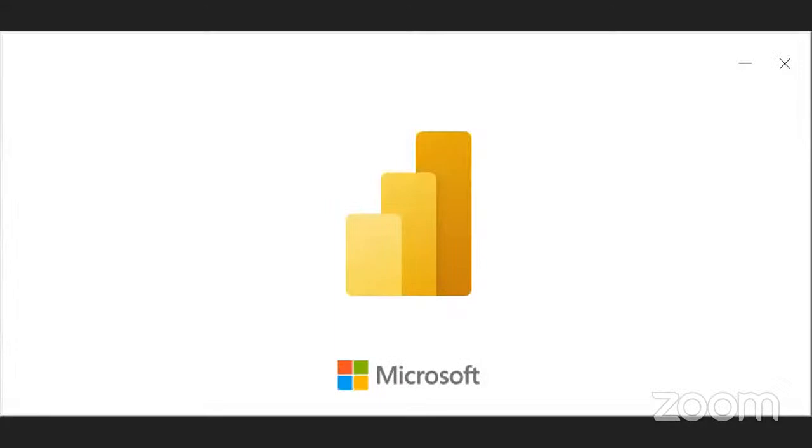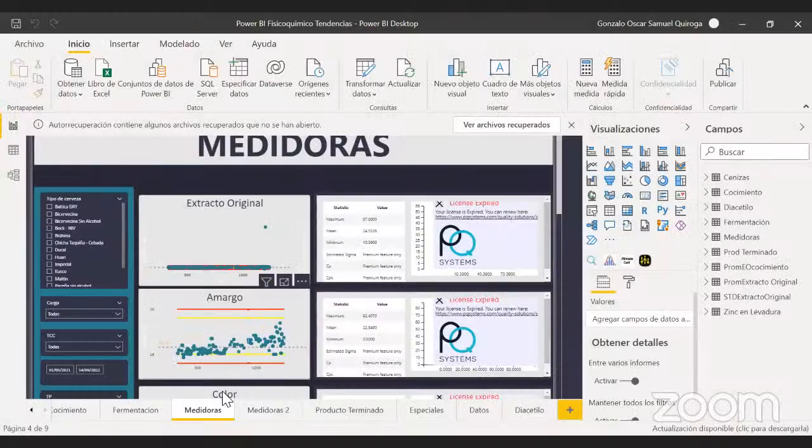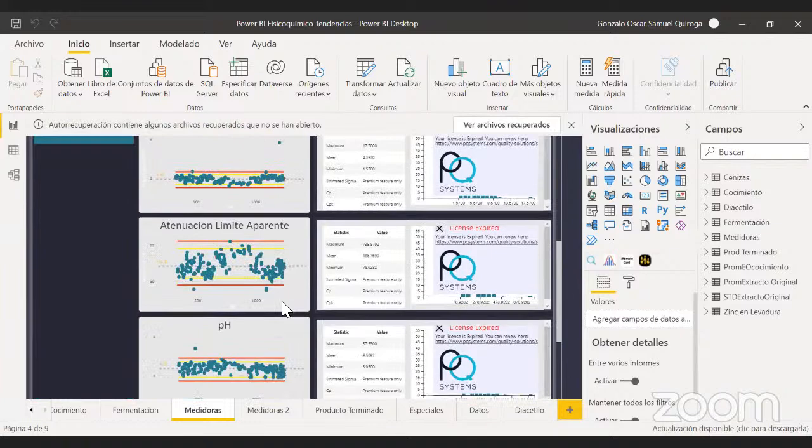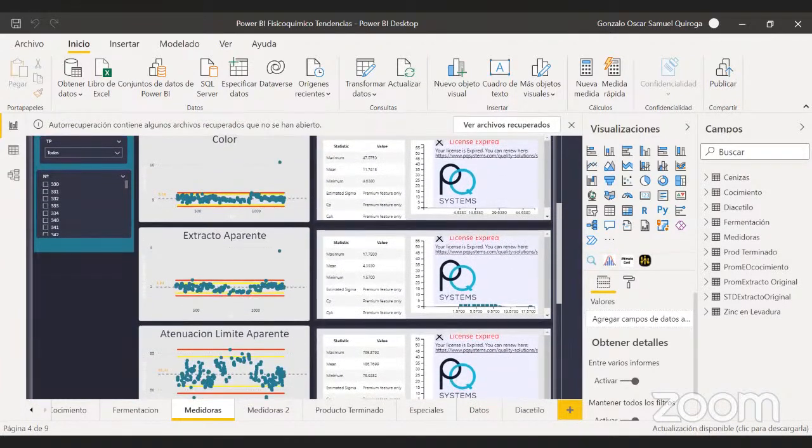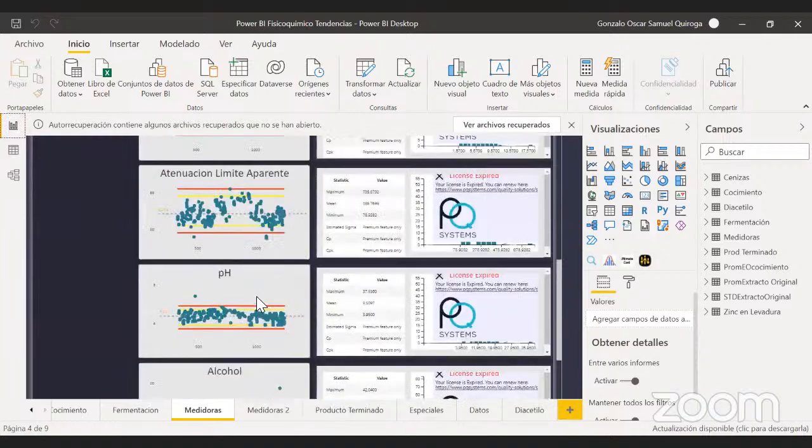For example, can you see my screen? Let me see. I don't know what happened. Okay, can you see my screen? Yes. Okay. If I change, can you see my screen also? Yes. Okay. So this is a tool I developed.